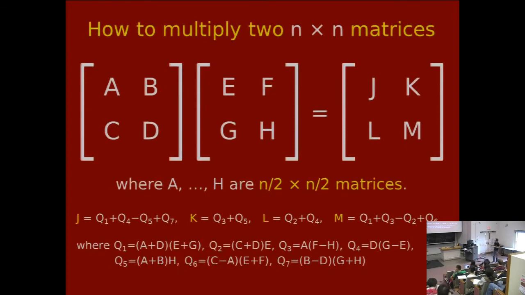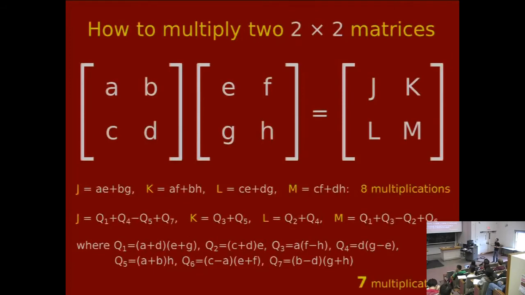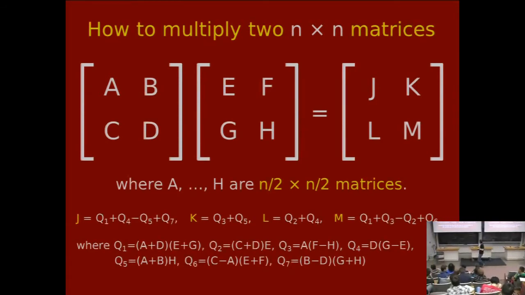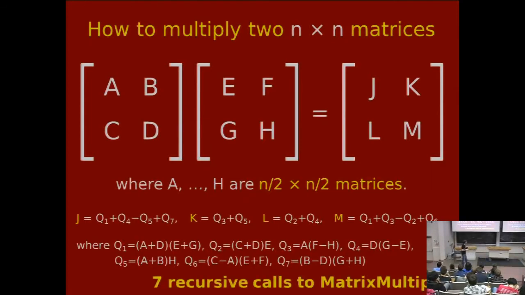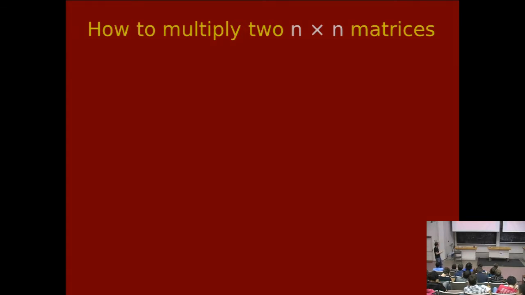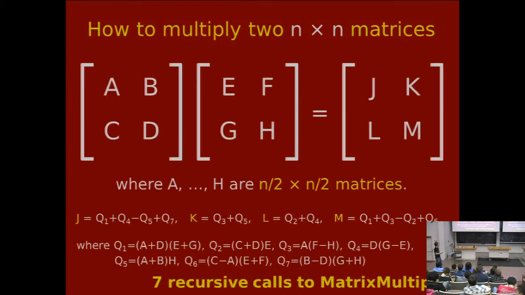So before, we were multiplying numbers. These are numbers, but now these A, B, C, D up to H are matrices of size n over 2 by n over 2. But the formula still works. So what this means is you can do this whole calculation with 7 recursive calls to matrix multiply. Okay, these are all matrix multiplications. And that's a big savings. So if you imagine T of n is the time to do a matrix multiplication, this gives you a recursive algorithm for doing matrix multiplication. Do all the computations in this way and use recursion to compute these products.